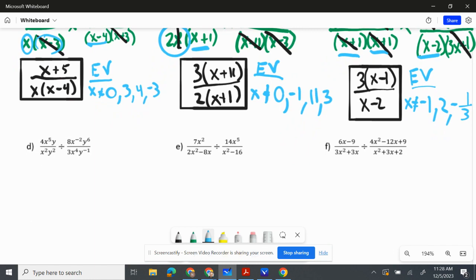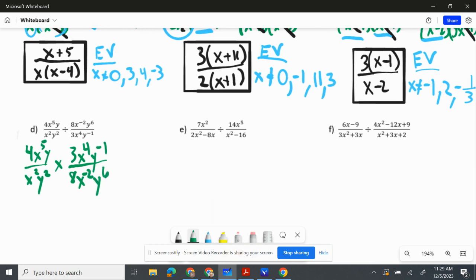Now, for our next few examples, what we have is division. So we're going to be using keep, change, flip. We're going to keep the first fraction the same, and then we're going to change the division to multiplication. And we have 3x to the fourth, y to the negative 1, over 8x to the negative 2, y to the 6th. I'm going to multiply across.